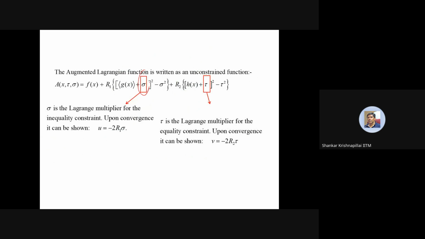Okay, then what are these values? Sigma and tau. So sigma is a number which can be shown to be proportional to the Lagrange multiplier u at convergence. We earlier studied that u is the Lagrange multiplier used for inequality constraint, and V is the Lagrange multiplier used for equality constraint. So this tau can be shown to be proportional to Lagrange multiplier nu, or V, whatever it is. So that is the significance of sigma and tau.